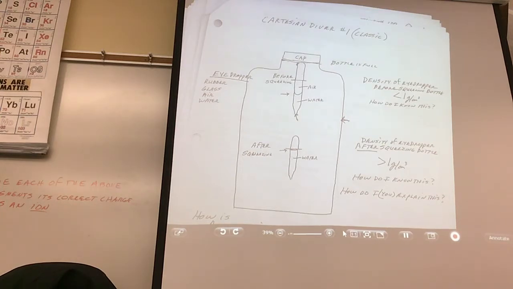I want you to think about this. The rubber part here is actually more dense than water. The plastic is more dense than water. The glass is more dense than water. There's a little bit of water in here, and that's equal to the density of water, and yet the thing is floating. Now it's floating only a little bit above the water, so it must be just a little bit less dense than water. Get that? So I take this bottle and I squeeze it.